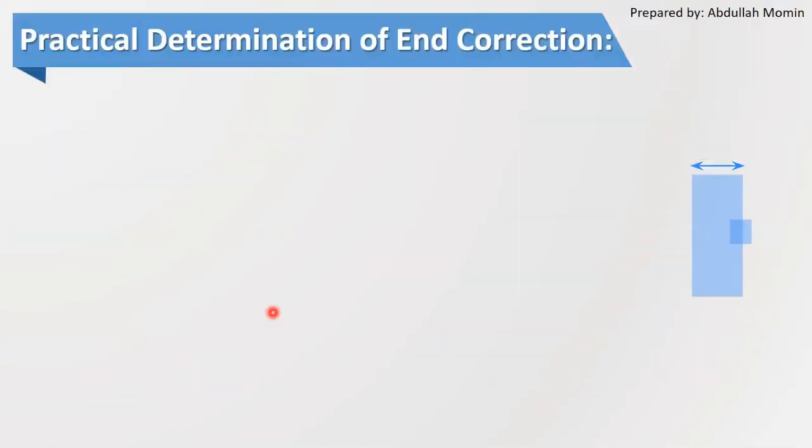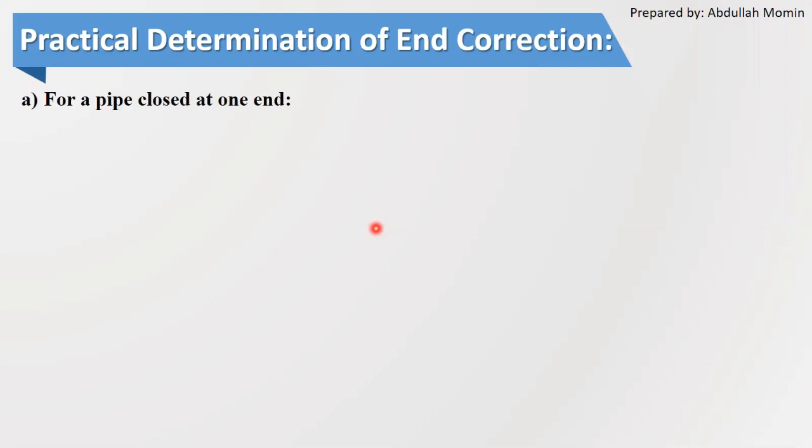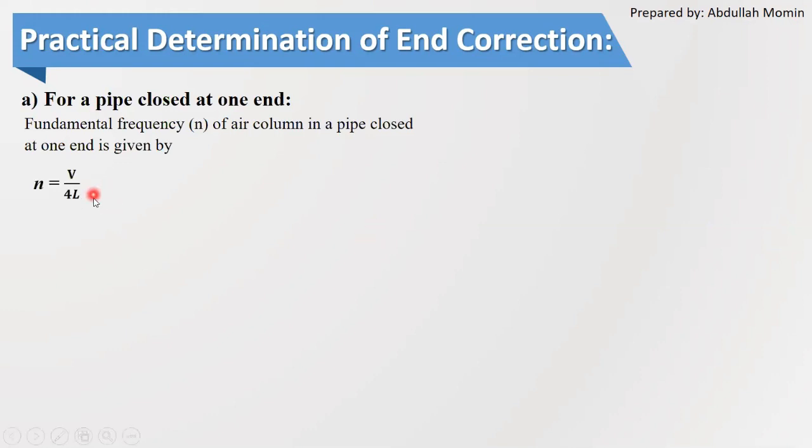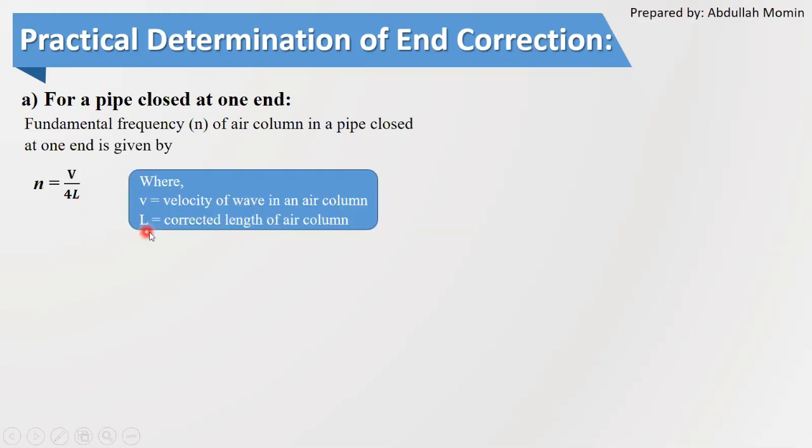So first we are going to see part A, that is for a pipe closed at one end. When the pipe is closed at one end, we are going to derive the formula of end correction. So the fundamental frequency n of an air column in a pipe which is closed at one end can be written as small n is equal to V by 4L, where small n is the fundamental frequency and V is the velocity of the sound wave in the air column, and capital L is the corrected length of the air column.